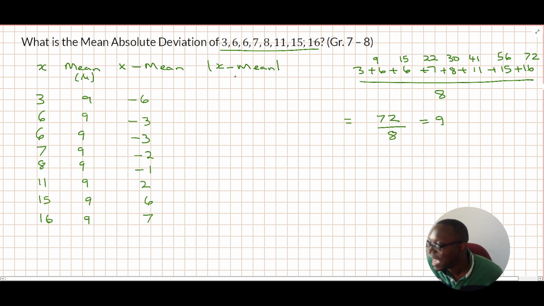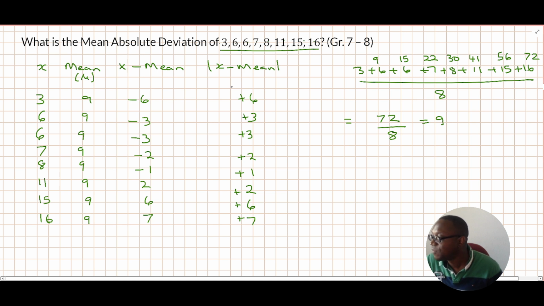So now we want to find the absolute value for each of these numbers. The absolute value simply means that each of these numbers becomes positive. So negative 6 becomes positive 6. Negative 3 becomes positive 3. It also becomes positive 3 here. Negative 2 becomes positive 2. Negative 1 becomes positive 1. Then we have 2, 6, and 7. They stay positive. So when you have absolute value signs, which are these vertical bars, every number in here ends up becoming positive.